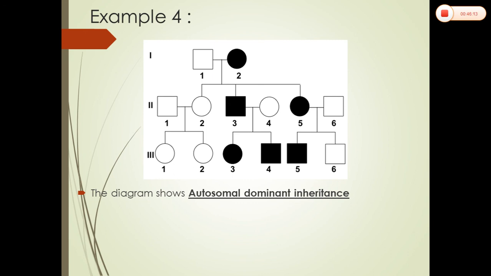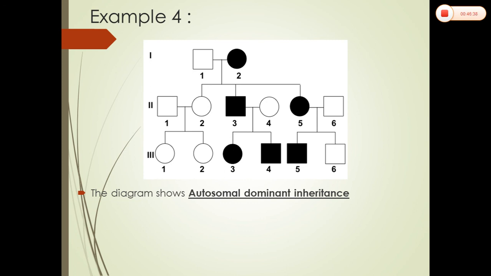Still, these are simple pedigrees. Sometimes we feel that this is autosomal, but it could be sex linked also. So there we have to go for the genotypes also. That practice we will do separately. Today we are studying only what pedigree analysis is. Based on this, a number of questions we are going to solve.